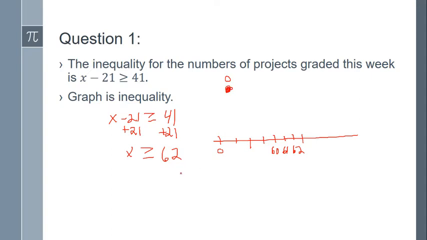What direction the inequality should go in is pretty easy. If you have the x on the left-hand side, the inequality is like an arrow pointing in the direction it goes. Then we use a solid circle to indicate greater than or equal to or less than or equal to, meaning that number is included. In this case, we are including 62 as part of the solution set. So we go to 62 on our number line, it's going to be a solid circle going to the right. That indicates the solution set is all numbers 62 or greater.